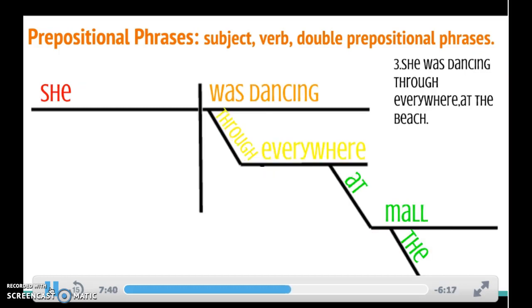Now, she was dancing through everywhere at the beach. So, what's our verb, the action? Was dancing. So we write was dancing. Who was dancing? She was dancing. We find our subject. Now we're going to read the rest of the sentence. This part. Through everywhere. Through is a preposition, so we put it below the verb. Then we're going to read the rest. The next word, everywhere. So everywhere is our object.